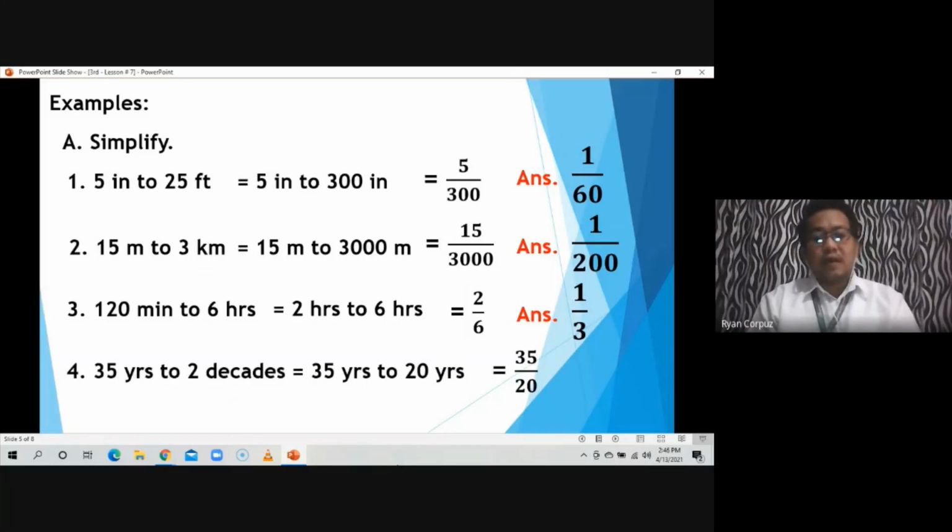Then, get the lowest term of the given fraction here. Both are divisible by 5. So we can come out with a simplified form of 7 over 4. So when we simplify 35 years to 2 decades, that would be equivalent to 7 over 4. That's how we simplify a ratio. Any questions? So let's continue.